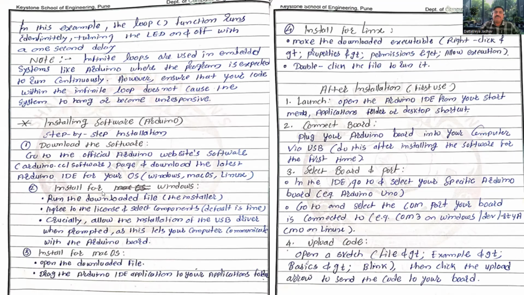The second step, install for Windows. If you have a Windows operating system, you go with that one. Run the downloaded file, that is the installer. Agree to the license and select the components, with the default settings. Crucially, allow the installation of the USB driver when prompted, as this lets your computer communicate with the Arduino board, right? So that is the process for the Windows operating system.